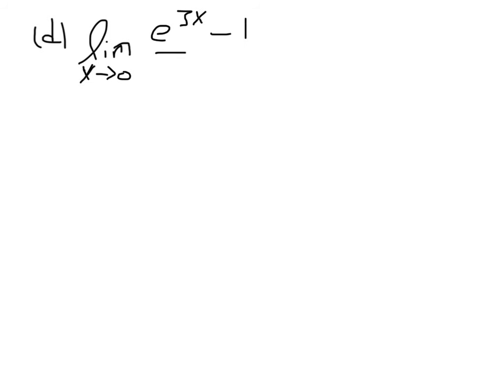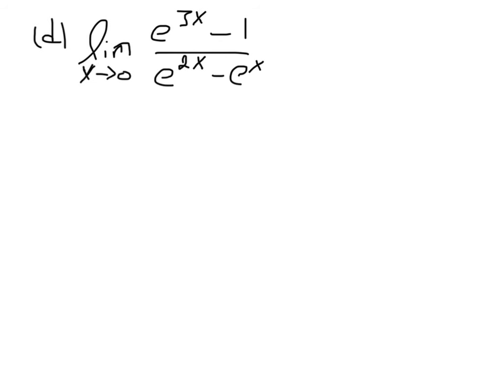So what will it be? Here we are. So what are we at now? D, I think. It's going to be this one, the limit as x tends to 0 of e to the 3x minus 1 in the numerator over e to the 2x minus e to the x in the denominator.